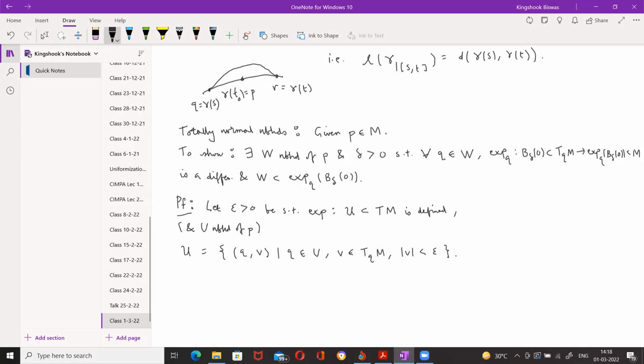Okay. So now define a map capital F from U in TM to M cross M, (Q, V) maps to, so the first point is just Q and the second point is XQ of V.